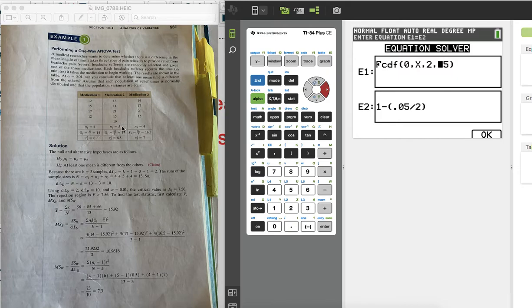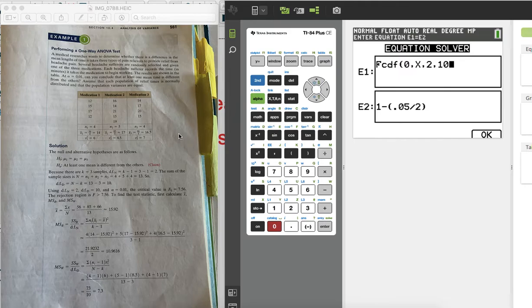So they have 4 here, 5 here, 4 here, so that's 9, that's 13. And then minus how many samples there are. So there's a total of 13 altogether. And we subtract out 1 for each of the columns. So 10, right?